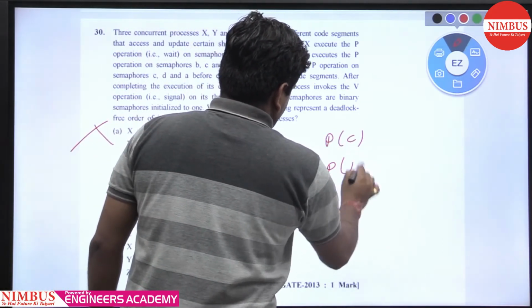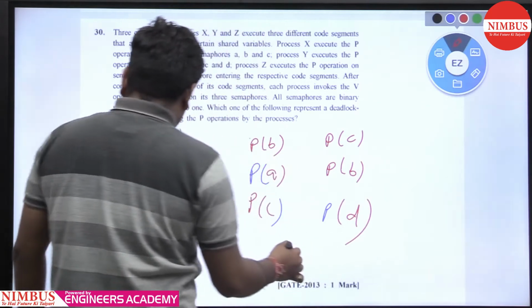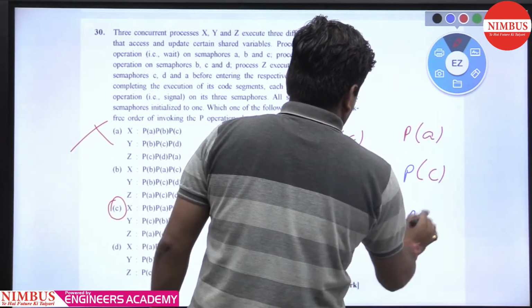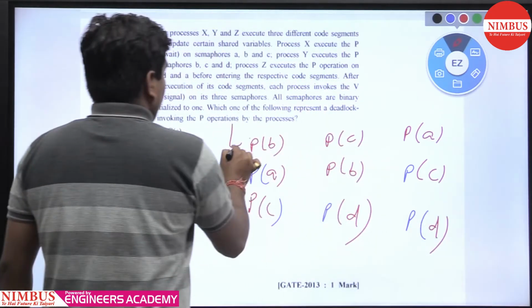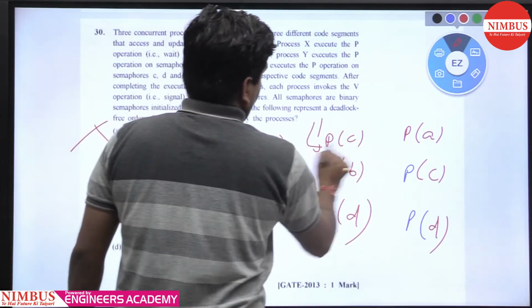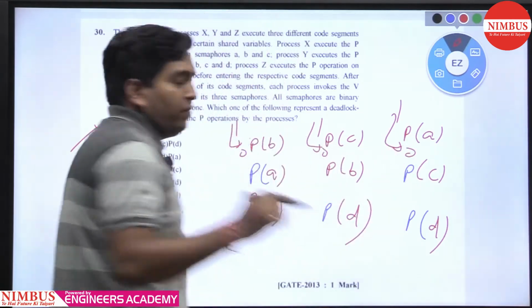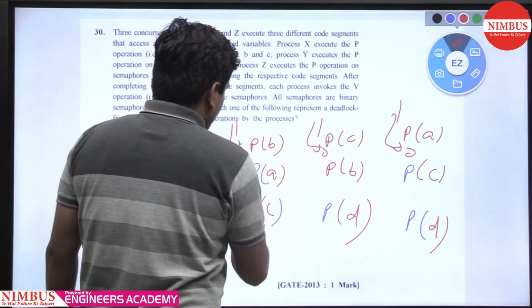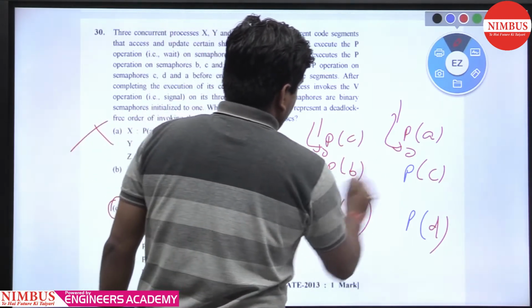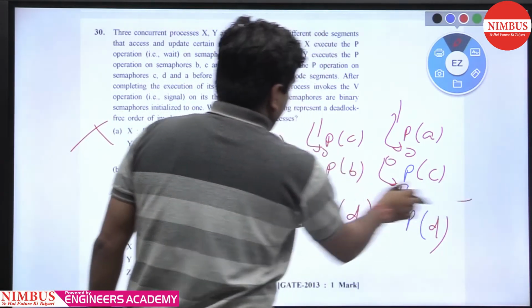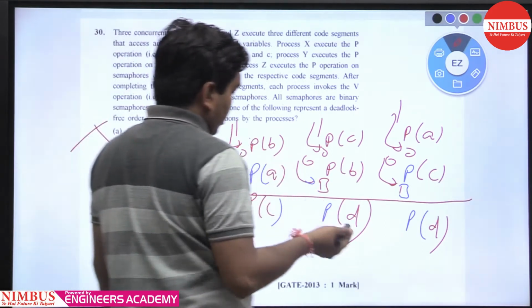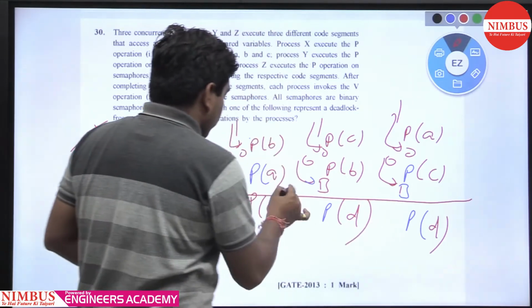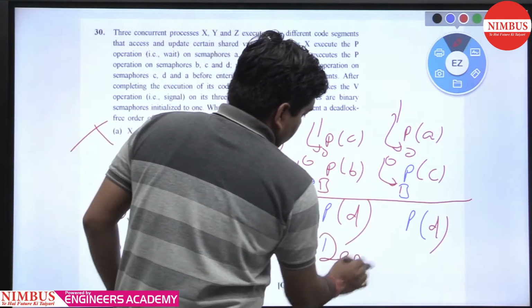PC, PB, PD, PA, PC, PD. 1 to 0, 1 to 0, 1 to 0. Now the values of the A, B, C semaphores are 0, so 0 to block, 0 to block, 0 to block. All processes are stuck there and will not execute line number 3 of their respective code. So all processes are blocked, so there is a deadlock.